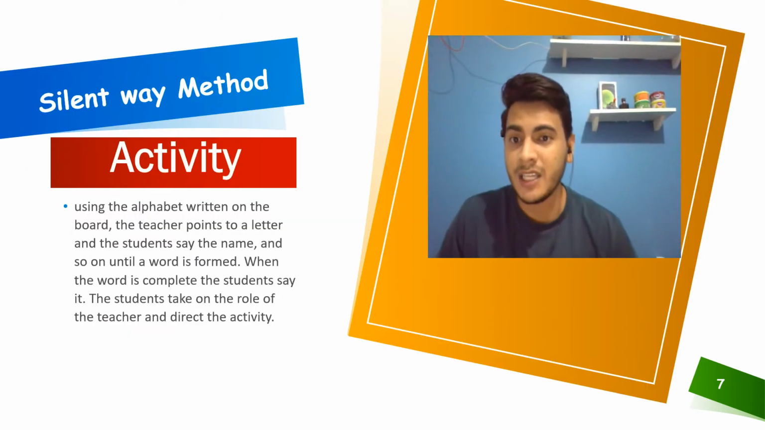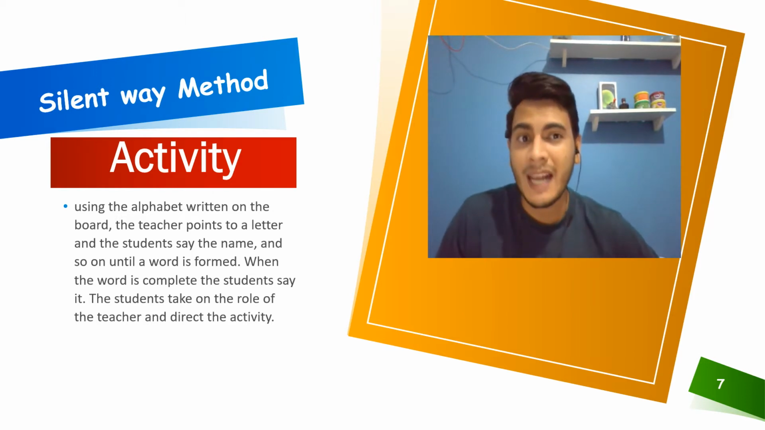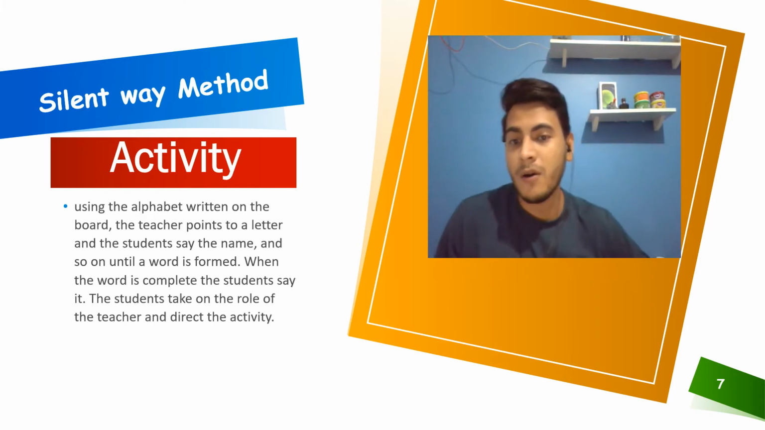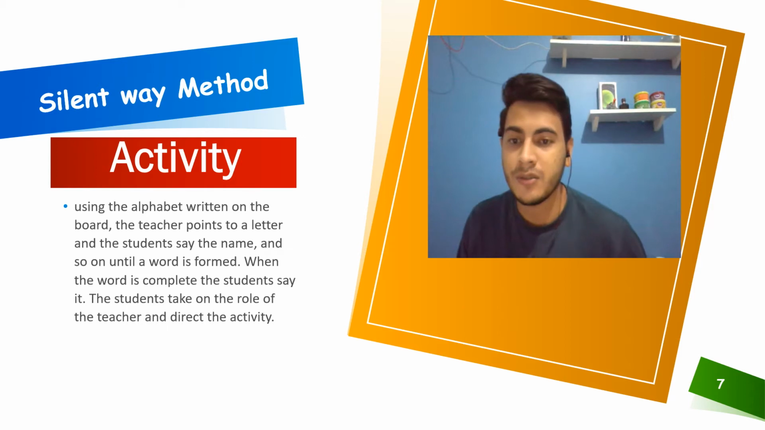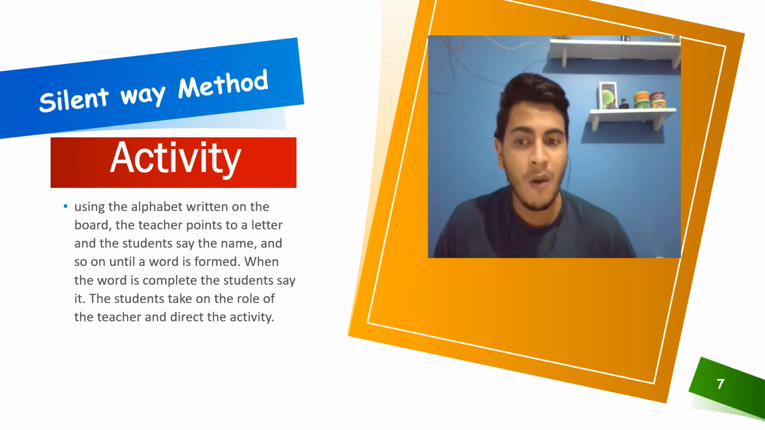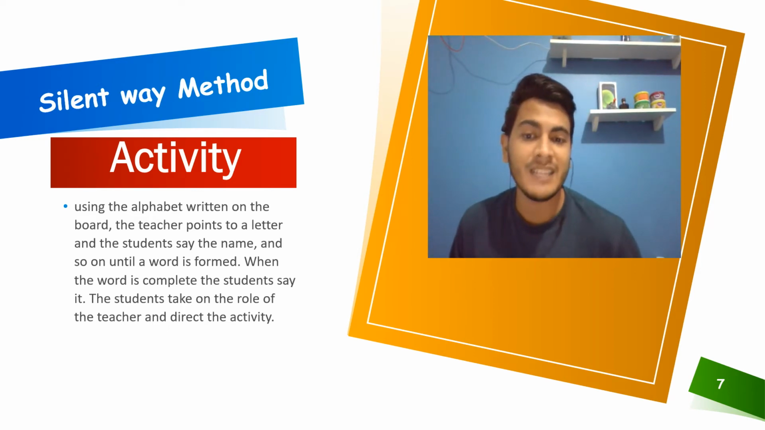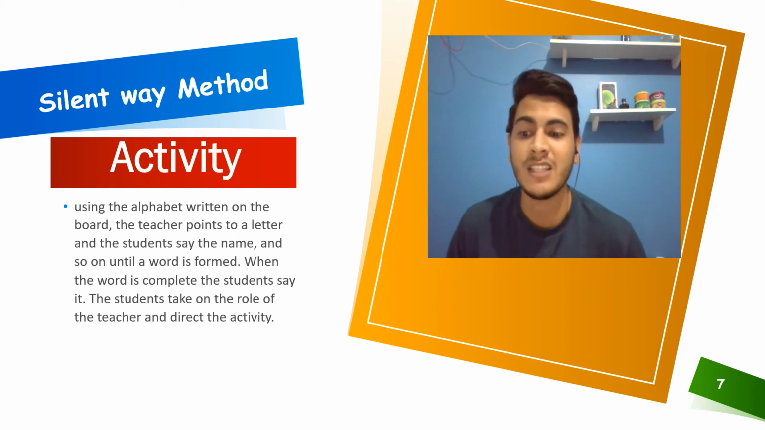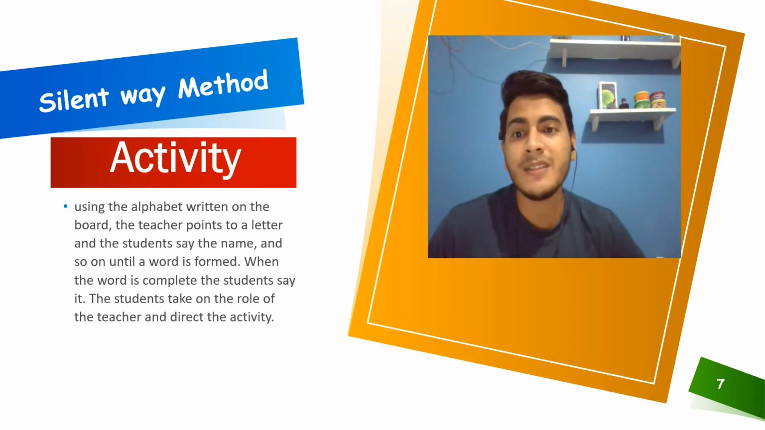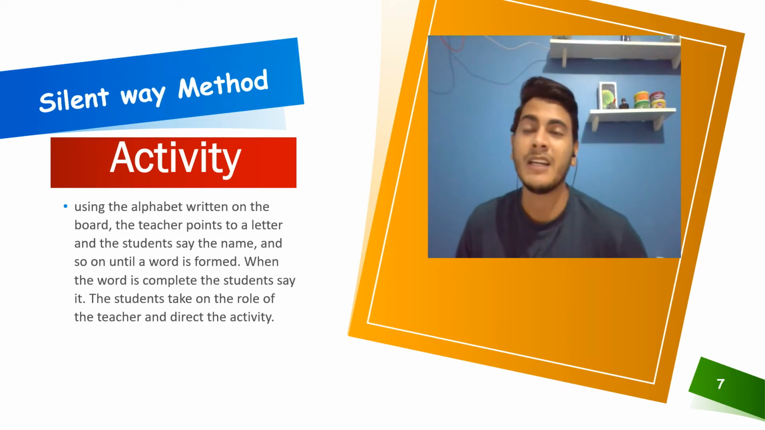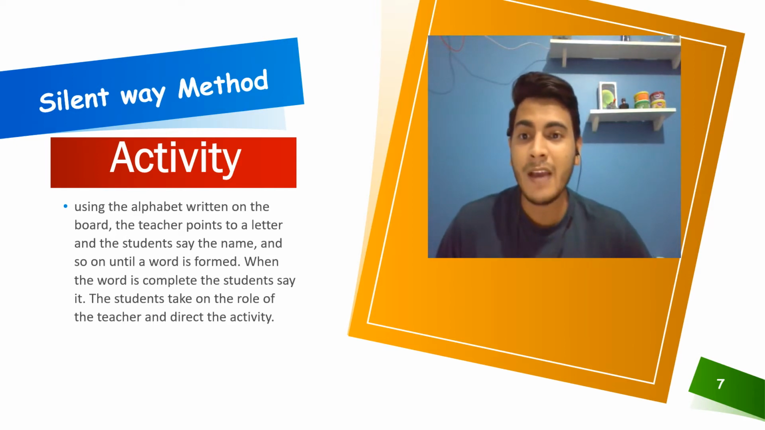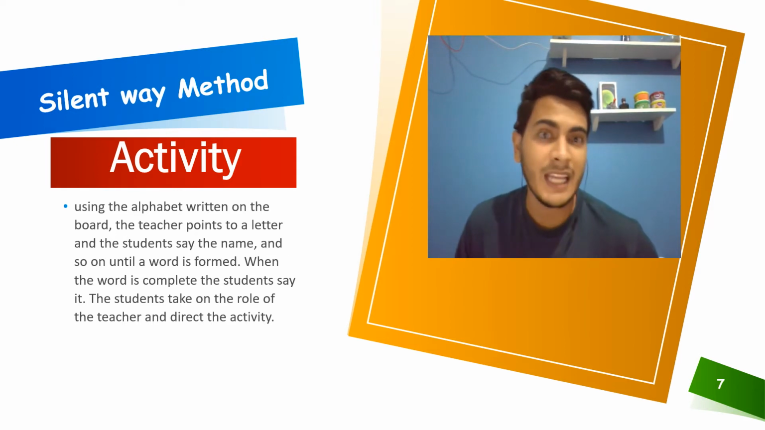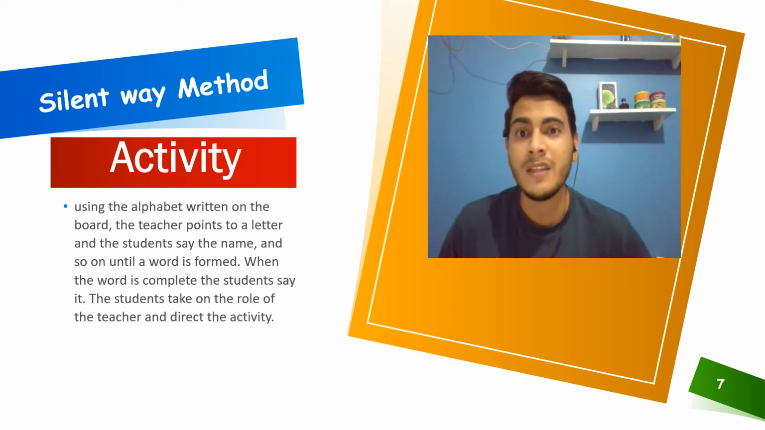So the activity that I will do during my class using the Silent Way method is using the alphabet, writing on the board. The teacher points to the letter and the students say the name, and so on until a word is formed. When the word is complete, the student says it, and the student takes on the role of the teacher and directs the activity. So that's it about the Silent Way. This is the activity that I will do during my class, right? And I will continue with my partner Vidal Lemos with another method, the Suggestopedia method, right?